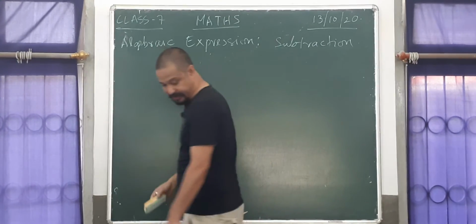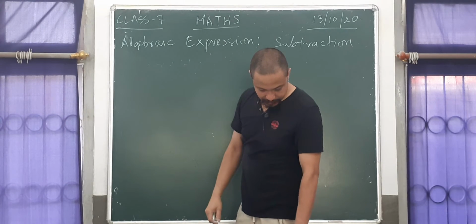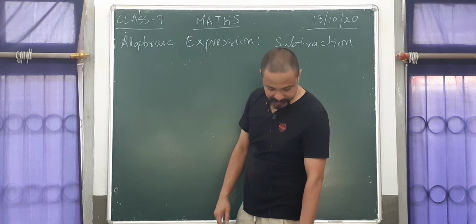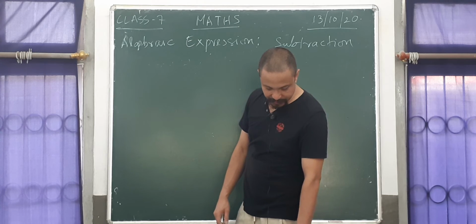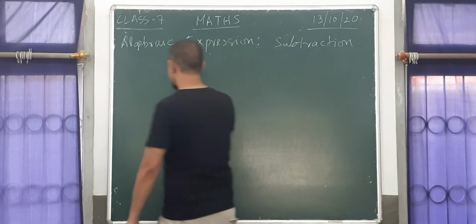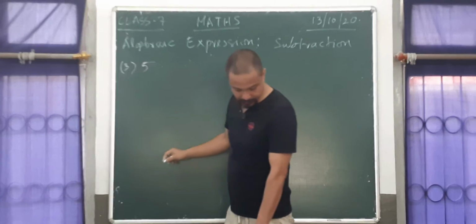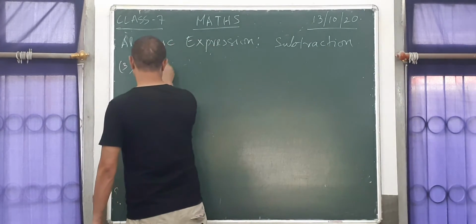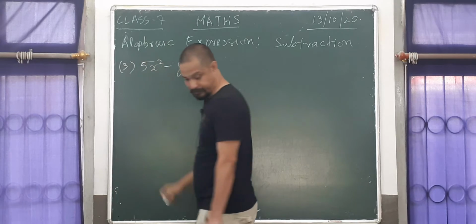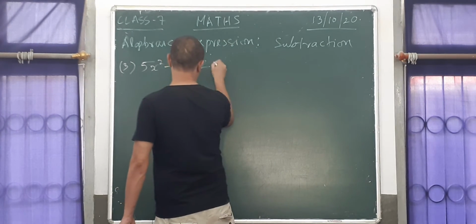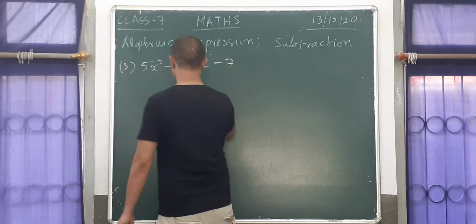Now another example is number 2 according to the book. You have to subtract minus x square minus 3z from 5x square minus y plus z plus 7. So it's the third one, I think. 5x square minus y plus z minus 7.